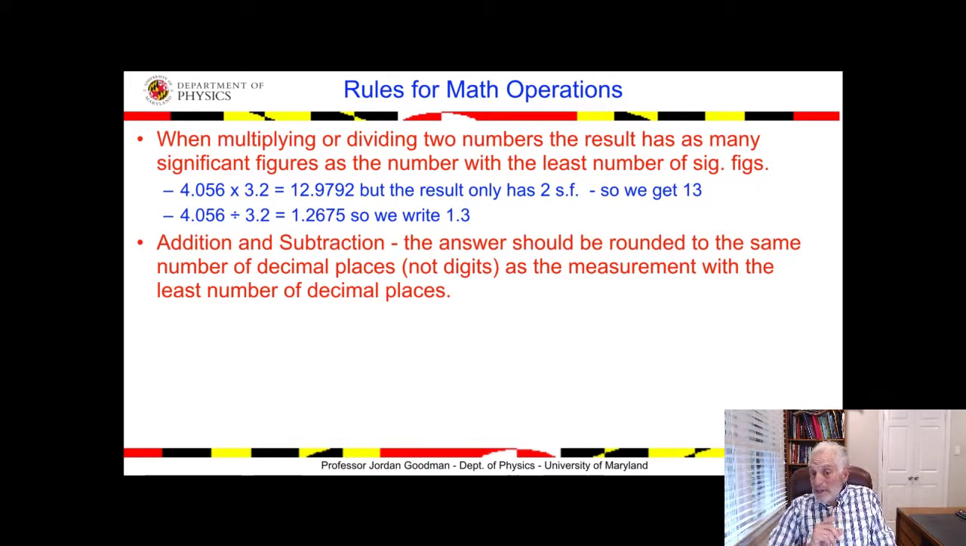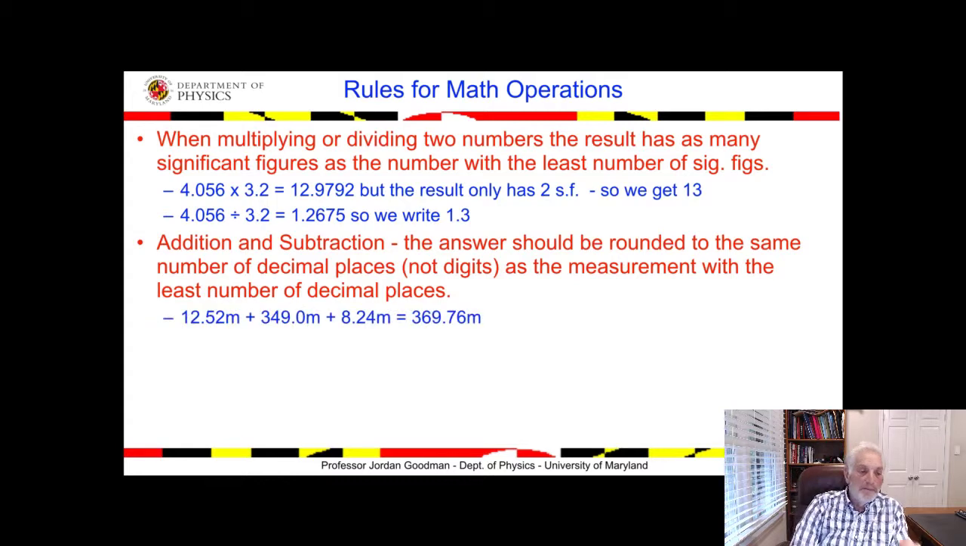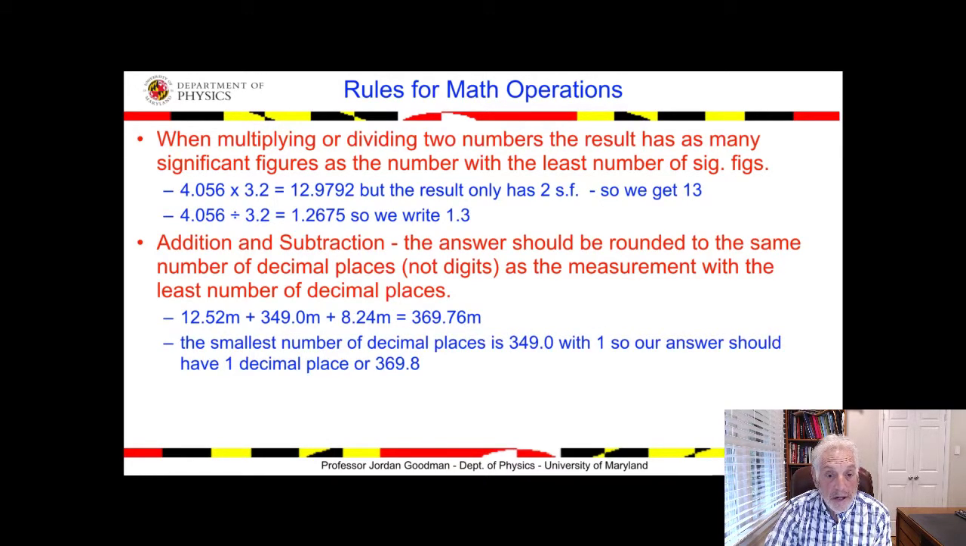Addition and subtraction is a little bit different. The number should be rounded to the same number of decimal places, not digits, as the measurement with the least number of decimal places. So, for example, if I have three measurements and I'm adding the sum of them: 12.52 meters, 349 meters, and 8.24 meters. If I add them up, I get 369.76 meters. Now, the number with the least number of decimal places is the 349. So I know this only has one decimal place, so our answer should only have one decimal place.